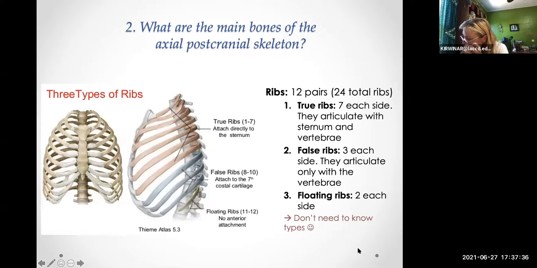Looking at page 70, the next box is the rib cage. We have 12 pairs of ribs, and we have true ribs, false ribs, and floating ribs. Our true ribs attach directly to the sternum. They go from the thoracic vertebrae and connect directly to the sternum. The false ribs, 8 through 10, attach to cartilage, which in turn connects to the sternum. And then you have floating ribs, ribs 11 and 12, and they have no anterior attachment. Anterior means front, so they just kind of float. For this class, all you have to remember is we have 12 pairs of ribs, or 24 ribs total. Super easy.